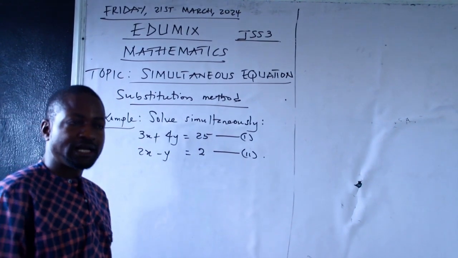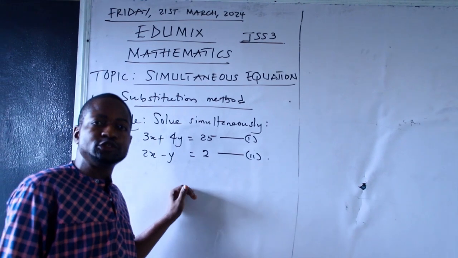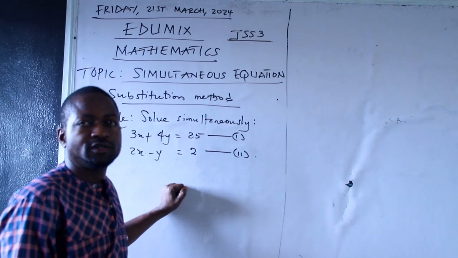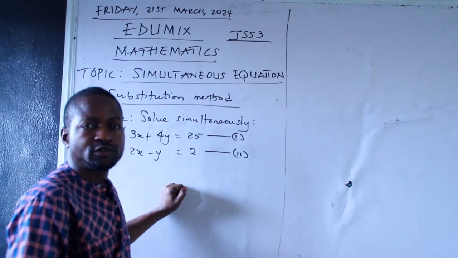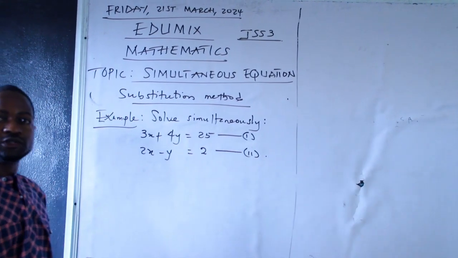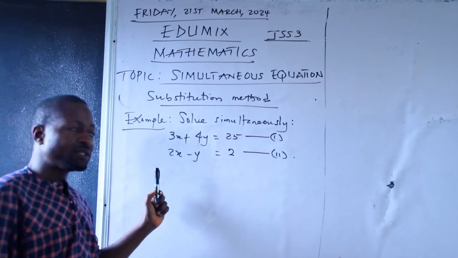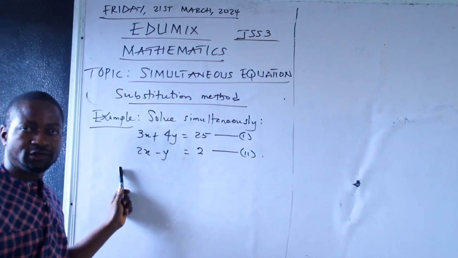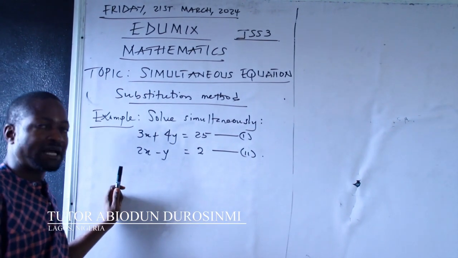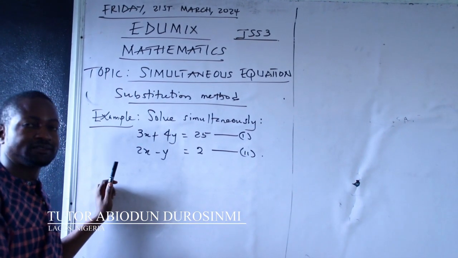Now, welcome back, students. We're about to look at how to use the substitution method to solve simultaneous equations. We are going to use the same question that we used earlier, the last one we solved using the elimination method. So now we are using the substitution method, and I bet you are going to get the same answers.